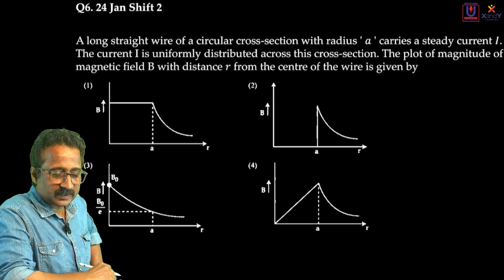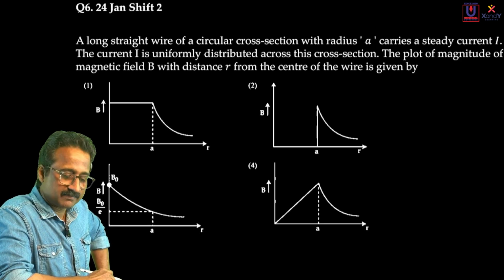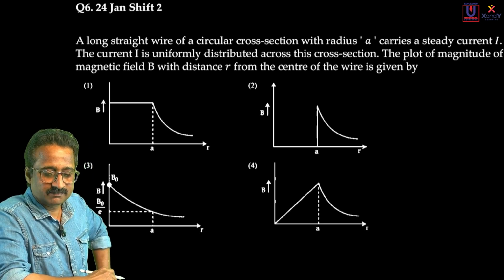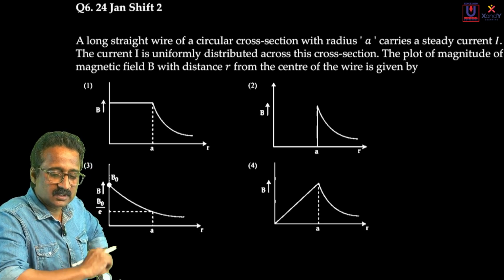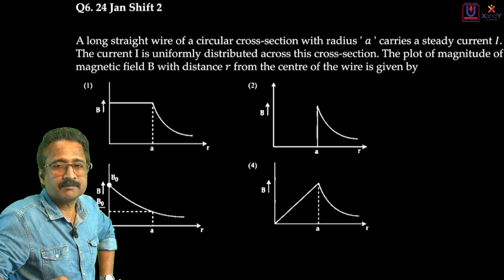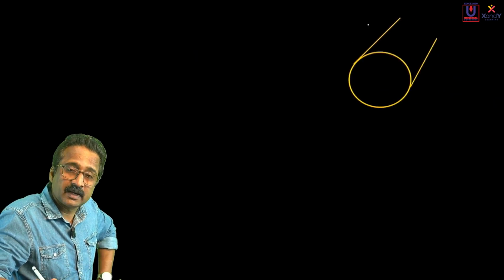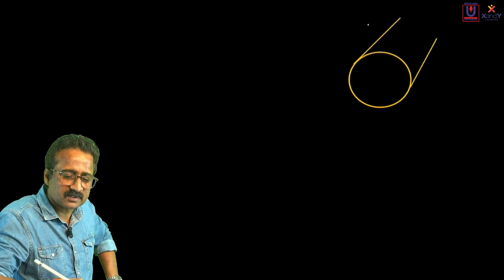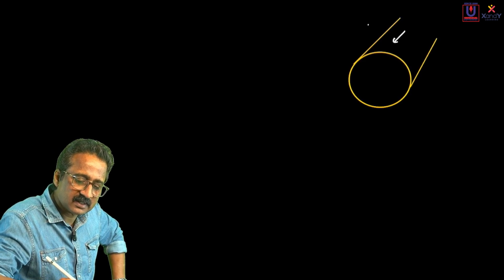A long straight wire of circular cross-section with a radius A carries a steady current I. The current I is uniformly distributed across the cross-section. The plot of the magnitude of magnetic field with distance from the center of the wire is given by. It's a known graph to all of us, but still I'm ready to explain it. Here is a long straight conductor which has a certain radius. So it's a thick conductor. It carries a current. Let me assume that the current in this cylinder is like this.